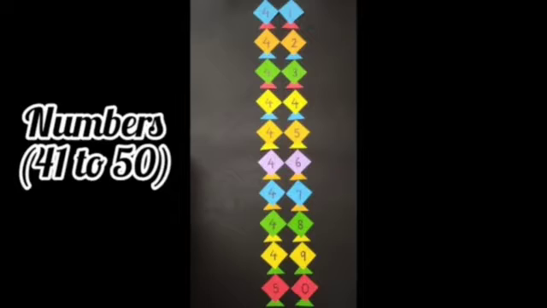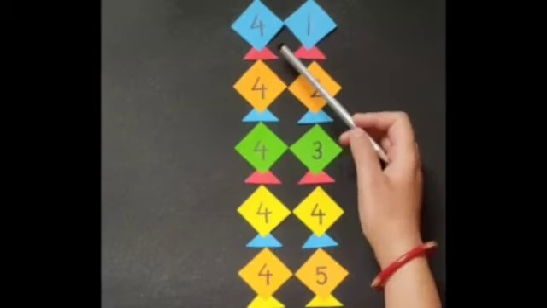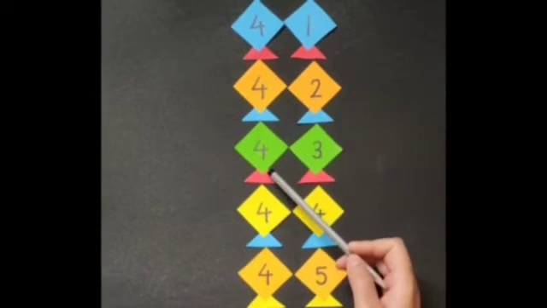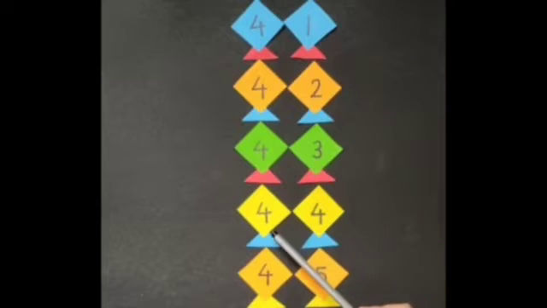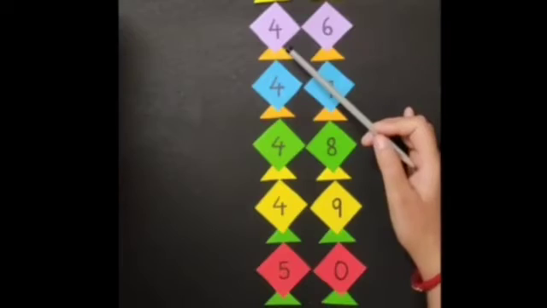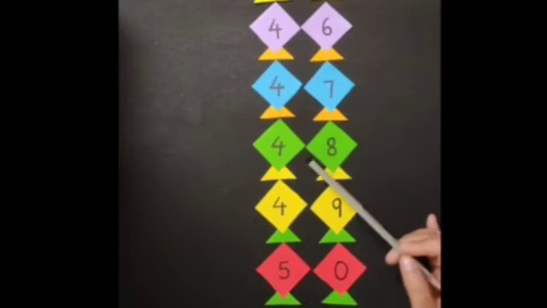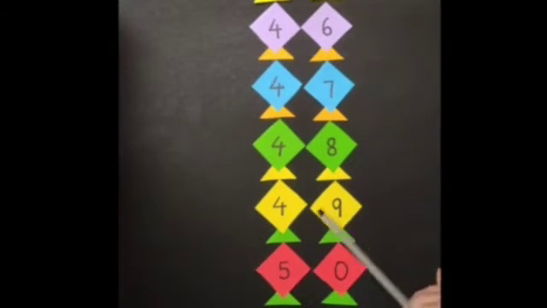After revising numbers from 0 to 40, now let us learn numbers from 41 to 50. Numbers from 41 to 50. 41, 42, 43, 44, 45, 46, 47, 48, 49, 50.